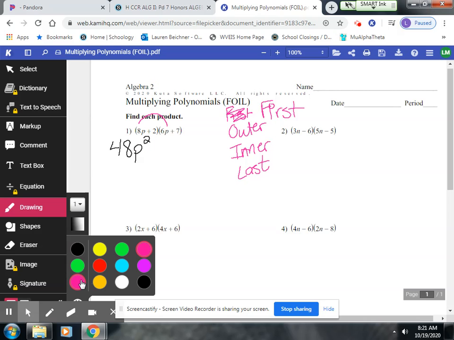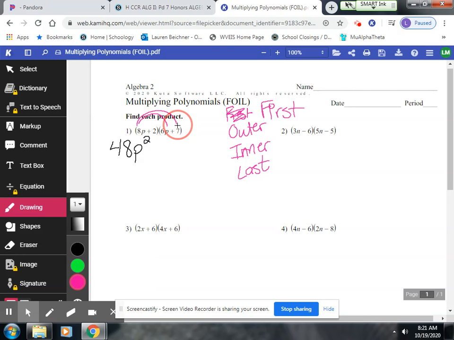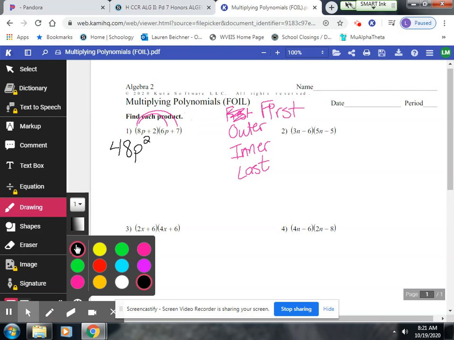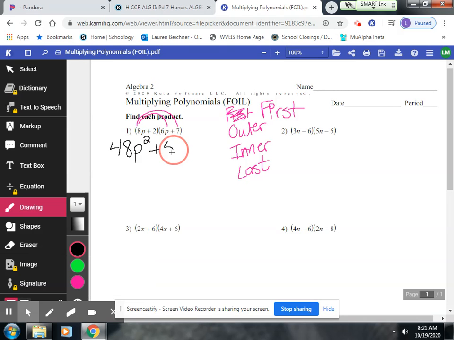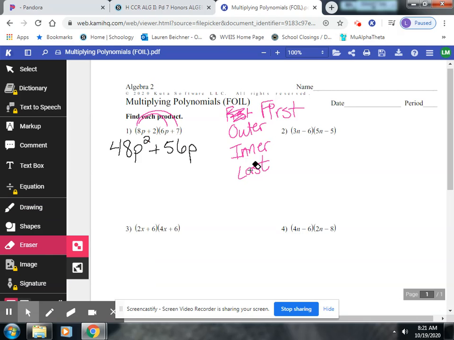So now we are going to go to the 8p times the 7. Well, 8p times 7, I would multiply the 8 and the 7 and get a positive 56. And then I'm going to put the p with that. That one is not a p squared because I only have one p that I am multiplying. I am going to go ahead and erase this information because my work is going to go off the screen here.